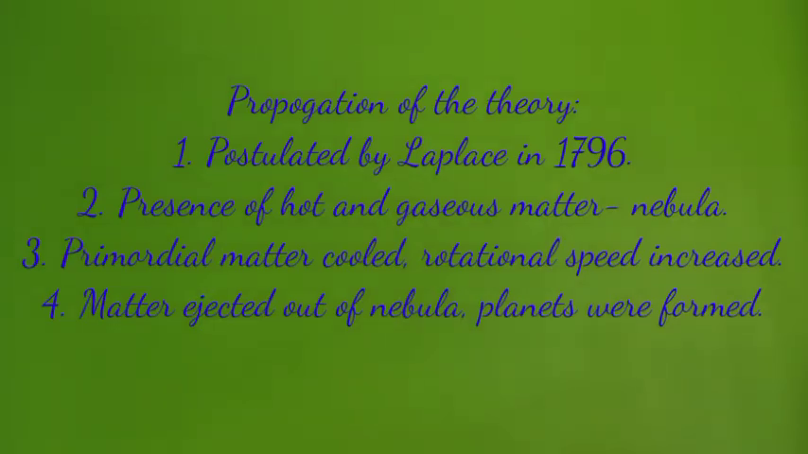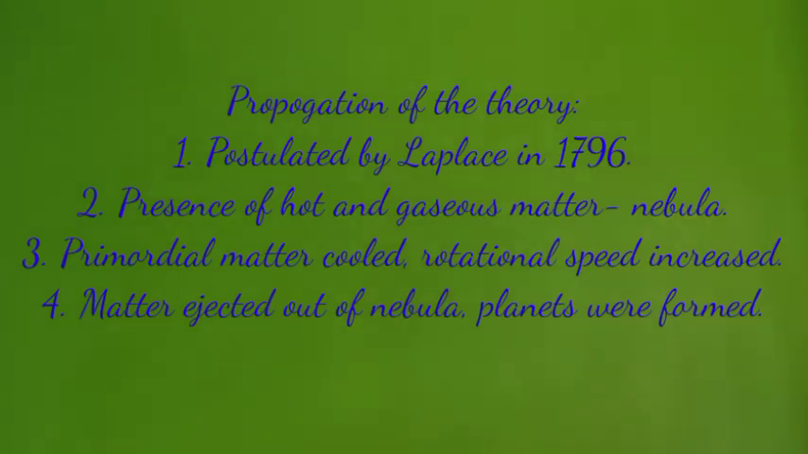With a decrease in volume, it is stated that the rotational speed of the matter increased. This increase in the rotational speed also resulted in an increase of centrifugal force, thereby letting the gaseous object in the nebula eject out, or you can say break out of the nebula, into a ring-like structure. This ring-like structure that came out of the nebula formed the planets, and the remaining part of the nebula formed the present Sun.